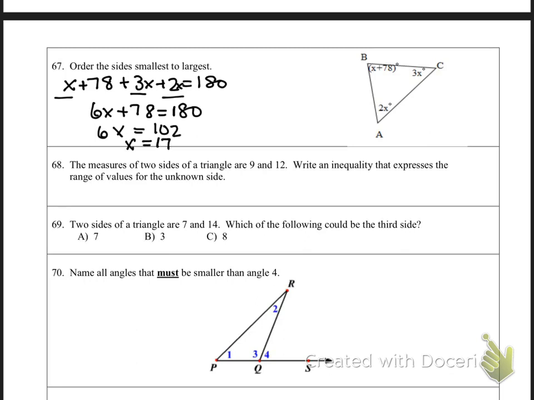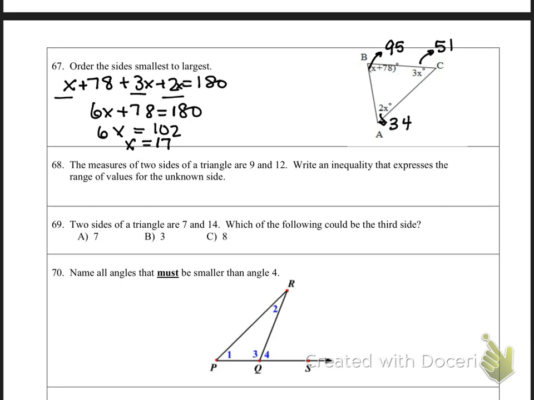So now I'm just going to plug in x into all of my angle measurements. So I get 17 plus 78 is 95. 3 times 17 is 51, and 2 times 17 is 34.